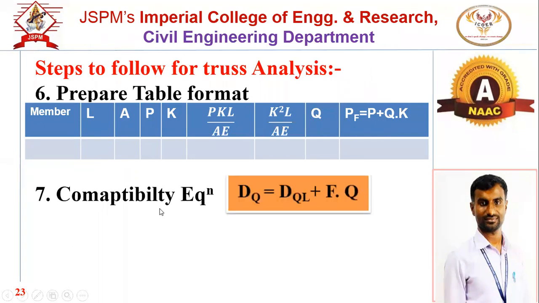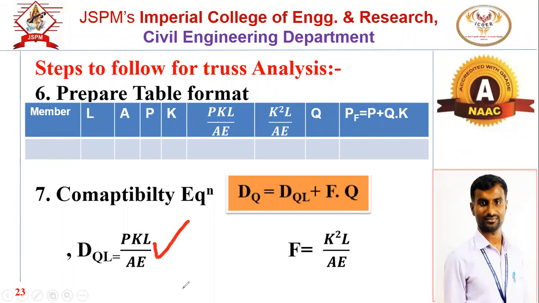So how to find out the value of Q? Using the compatibility equation. We know that dQL is nothing but the PKL by AE, and flexibility is nothing but K square L by AE. The compatibility equation is dQ; if there is no sinking, this value will be 0. Q is what we have to find out. After working out this table, get the summation of PKL by AE, then the summation of K square L by AE. This divided by this gives Q. This is a simple linear equation, single unknown, so you can get the value of Q.